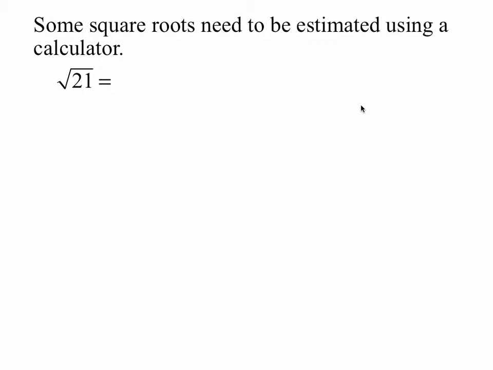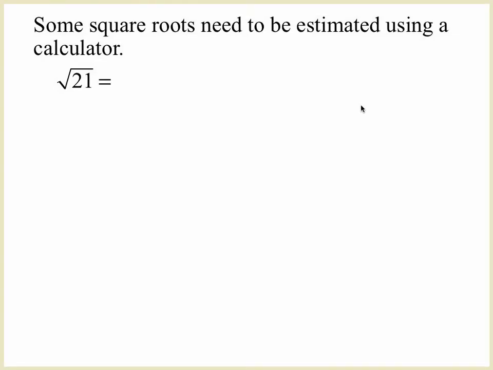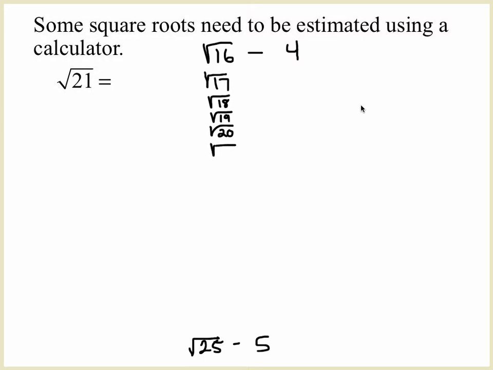So I'm going to say that 21 falls between the closest square roots. It falls between the square root of 16 at the top and the square root of 25 on the bottom end. So we know the root of 16 is 4 and the root of 25 is 5. Somewhere in the middle is the square root of 21. So I could say we have the square root of 17, the square root of 18, the square root of 19, the square root of 20, the square root of 21, the square root of 22, square root of 23, square root of 24, and the square root of 25.